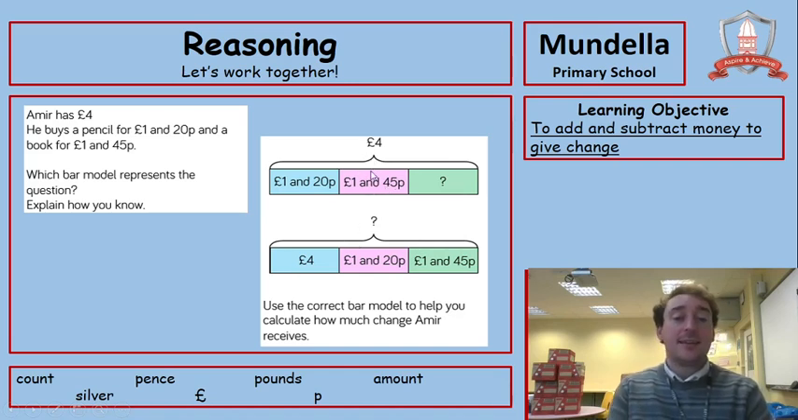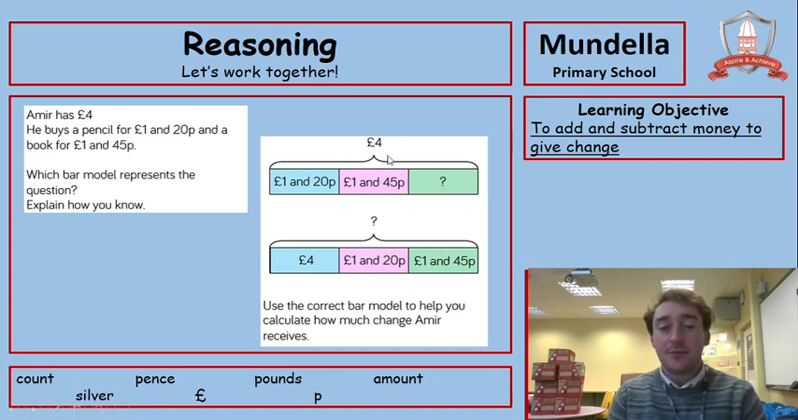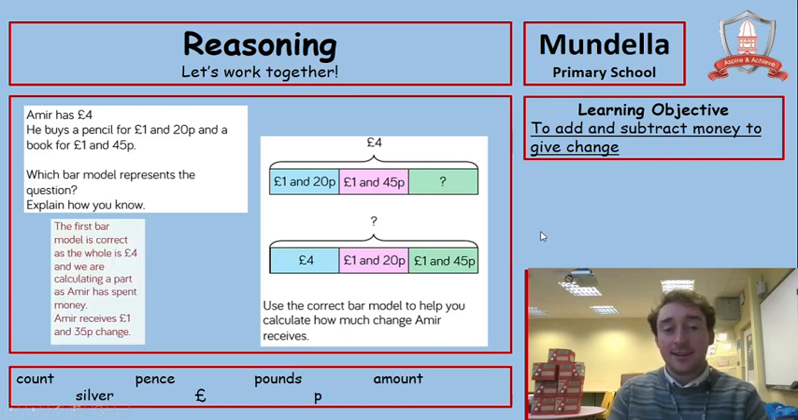I think it's going to be this top one because the total is always going to be on the top. And the things that you spend the money on, or the other numbers in the question, are going here, aren't they? There we go. So that would mean that if we took these totals away from the £4, then we should have the amount that Amir's left with over here. Interesting, that. Okay, let's see how I would explain that in reasoning.